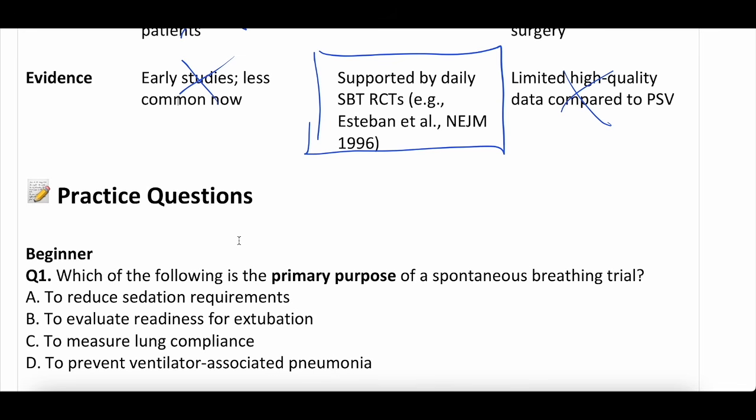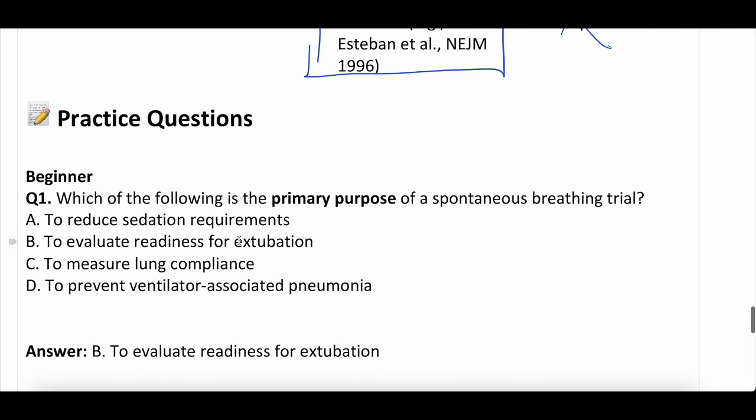Which of the following is the primary purpose of a spontaneous breathing trial? A, to reduce sedation requirements. B, to evaluate readiness for extubation. C, to measure lung compliance, or D, to prevent ventilator-associated pneumonia? Pause here if you need to. The answer is B, to evaluate readiness for extubation, right? Every patient should be having a spontaneous breathing trial every day to determine if they might be ready for extubation.